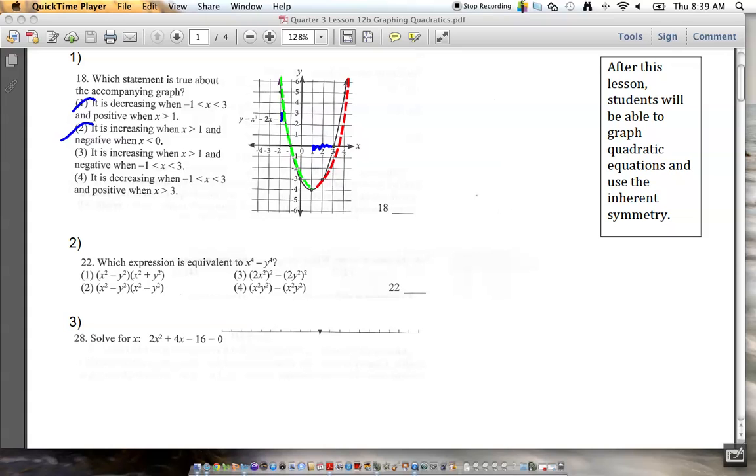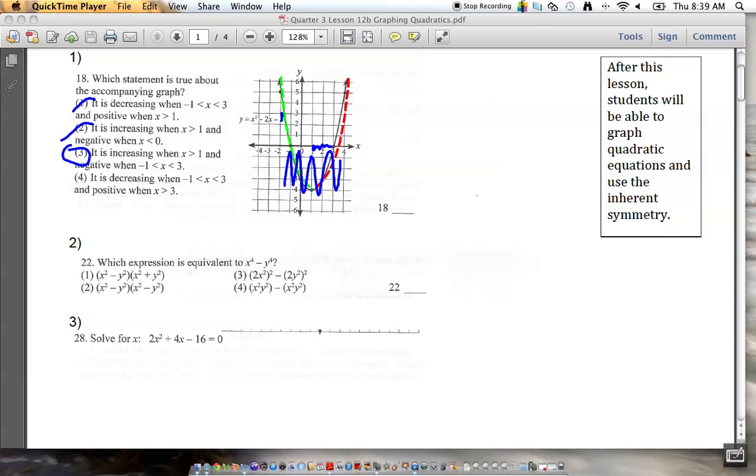It's increasing when x is greater than 1. That's true. And it's negative when x is between -1 and 3. That's true. Right? When x is between -1 and 3, isn't the graph in the negative area? Can we all see the graph in the negative area there? So therefore, choice 3 is the correct answer.